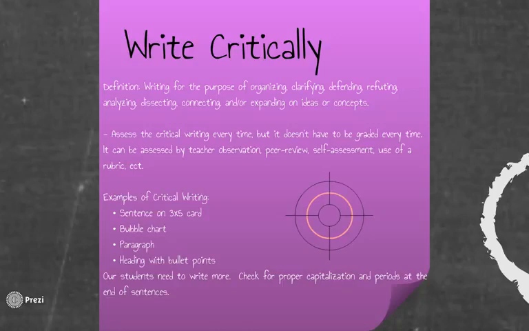So writing for the purpose of organizing, clarifying, defending, refuting, analyzing, dissecting, connecting, expanding on ideas or concepts. Assess the critical writing every time. It doesn't have to be graded every time. It can be assessed by the teacher, by observation, peer review, self-assessment. Use a rubric. Examples of critical writing are a sentence on a 3x5 card, a bubble chart, a paragraph, a heading with bullet points. Our students need to write more. Check for proper capitalization and periods at the end of the sentences. These are great ways to have students practicing on a daily basis.